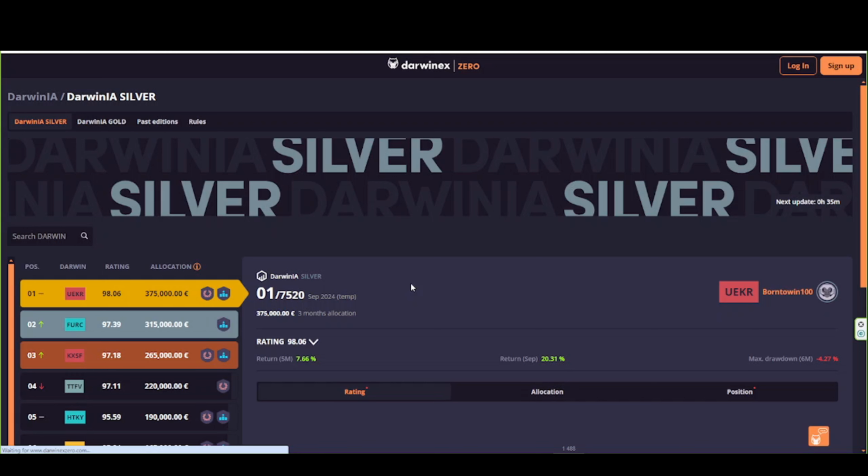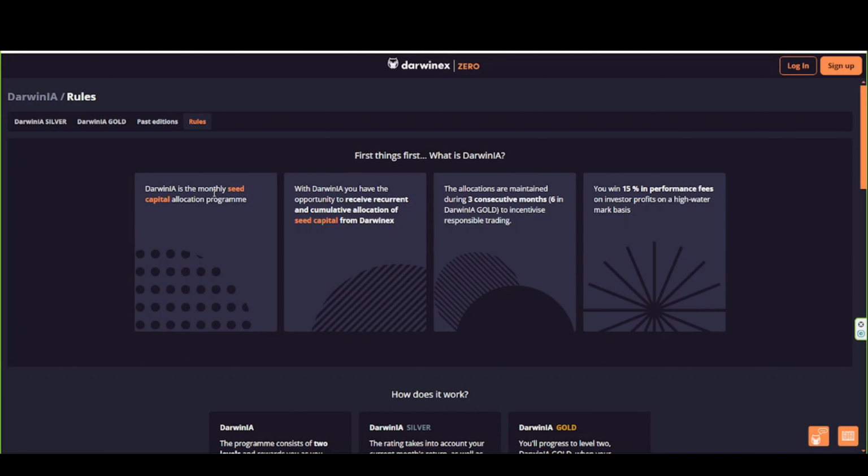So when a trader starts trading, they will first be put in Darwin IA Silver until they get through. So let me click on the rules to see. Darwin IA is the monthly seed capital allocation program. So every month they allocate capital, so it's a bit of a leaderboard. With Darwin IA, you have the opportunity to receive recurrent and cumulative allocation of seed capital from DarwineX. The allocations are maintained during 3 consecutive months, but 6 in Gold, to incentivize responsible trading.